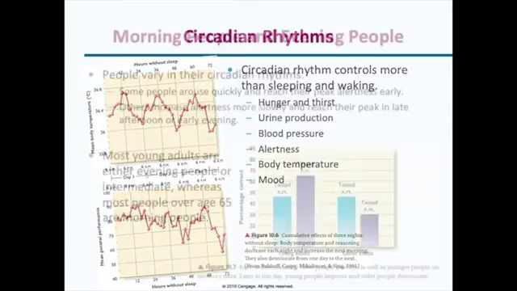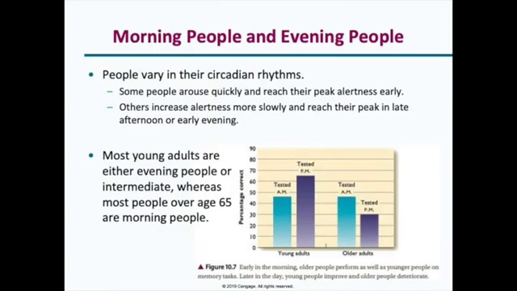Slide 18. All right, morning people and evening people. The older I get, the more of a morning person I become. And what does that mean? So morning people awaken easily, become alert quickly, and do their best work early. Evening people, on the other hand, take longer to warm up in the morning and do their best work in the afternoon or evening. Morning people have advantages in several ways, especially if school or work starts early in the morning.